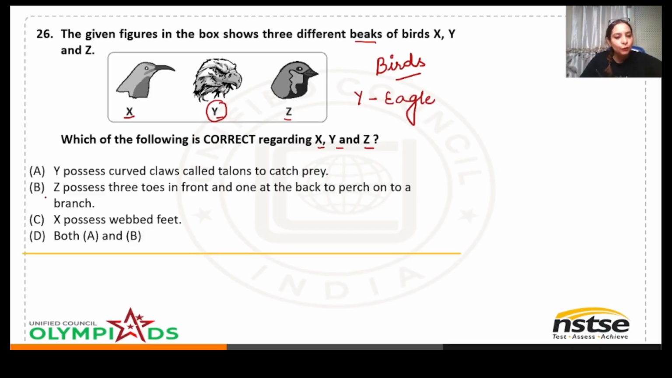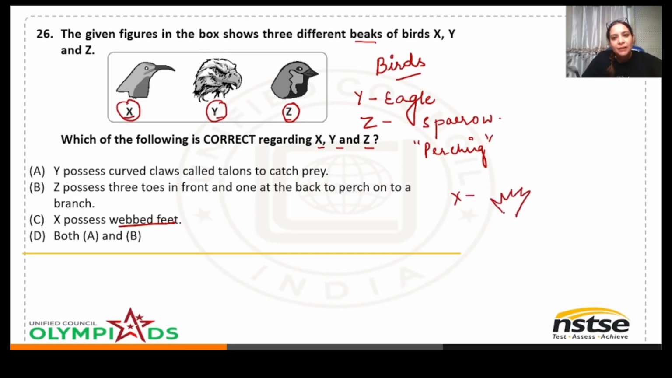Okay, let's move on to the next. B says Z possesses 3 toes in front and 1 at the back to perch onto a branch. So again, Z is what? It's a sparrow. So basically, sparrows are perching birds. X, if I talk about this, has got webbed feet. Webbed feet are something like the feet that ducks have.